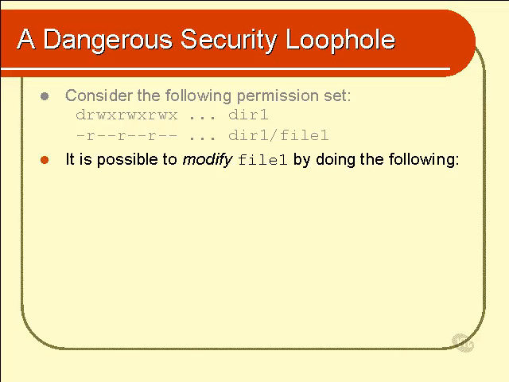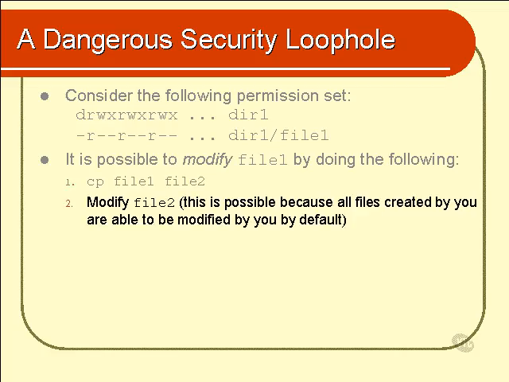Okay, this is how you can do it if you like. Firstly, copy the file to another name, so create a second file. Then, modify that second file in any way you like. Perform any of the modifications that you wish to make on file 1, make them on file 2. It's possible to do that because you will be the owner of file 2. So if you don't have write permission on file 2, then you can give yourself write permission on file 2 quite easily, and then you can modify the file.